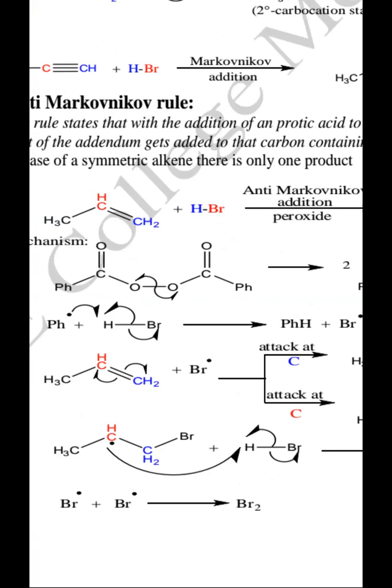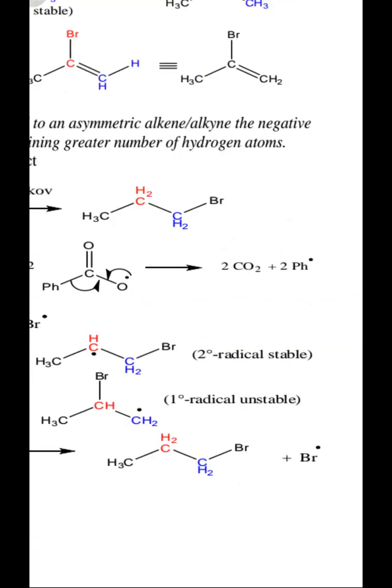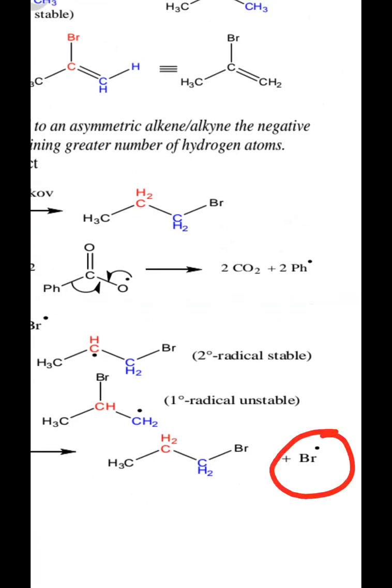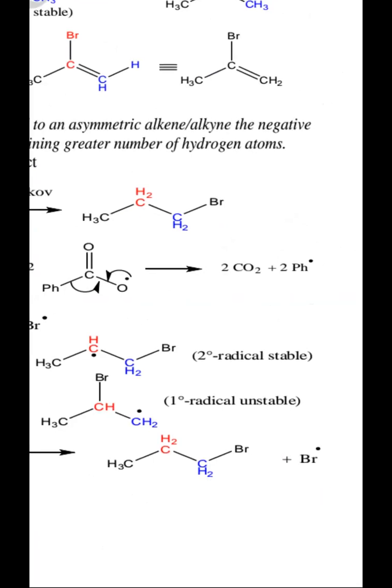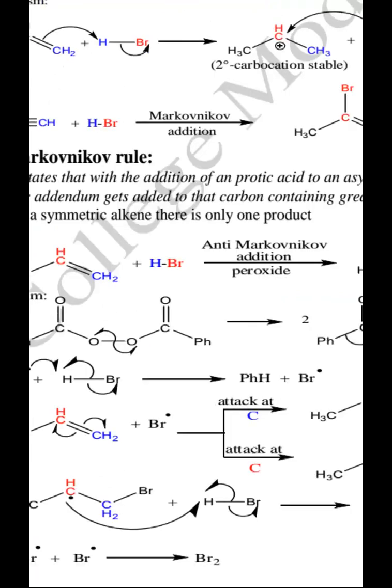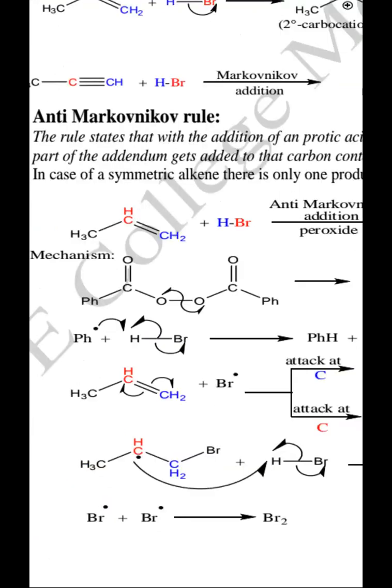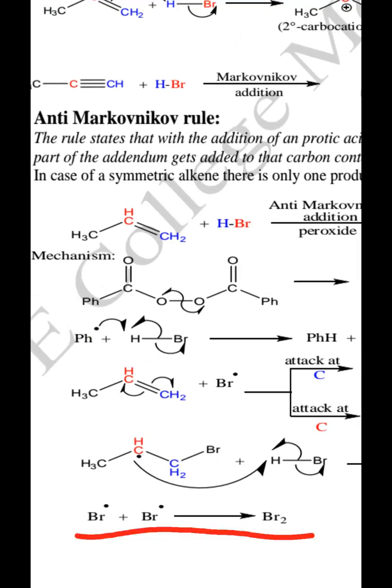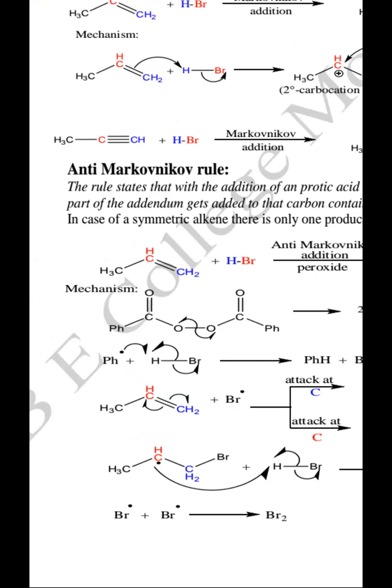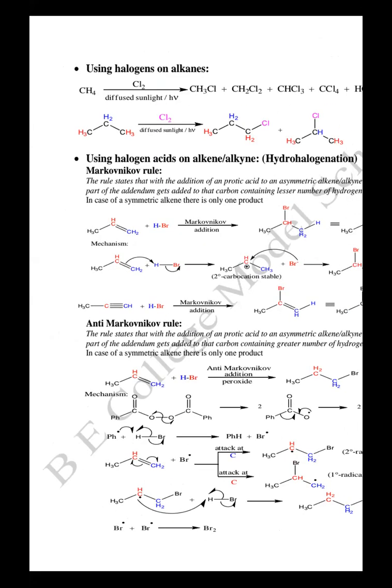Now you should note that this Br dot produced here as a product is also used as a reactant in the above step. So that is why this particular reaction goes on and on like a chain reaction till the reaction is terminated, where 2 Br dots, or 2 free radicals, combine to form a molecule without any kind of free radical. This is the mechanism of how the product is being formed.